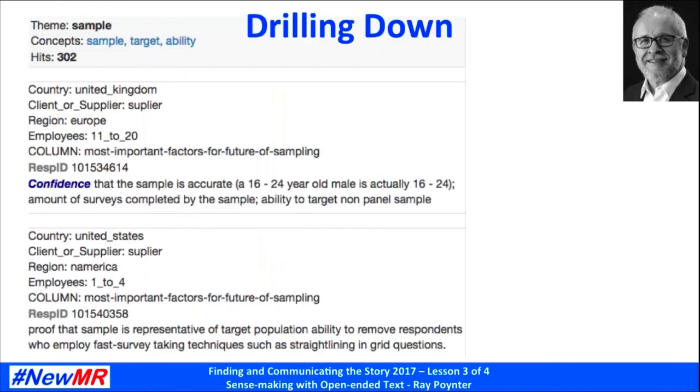And again, just like my holistic coding, it shows me, okay, this comment here is from the United Kingdom. It's from a supplier from Europe, 11 to 20. What are the most important factors? Confidence the sample is accurate. I am still reading. None of the automated analytical techniques will do away with you as the sense maker doing the reading. They will help you find the location of the sense. They can make you more efficient at recording your information. They can help you put a structure to it, but it's mostly about you.